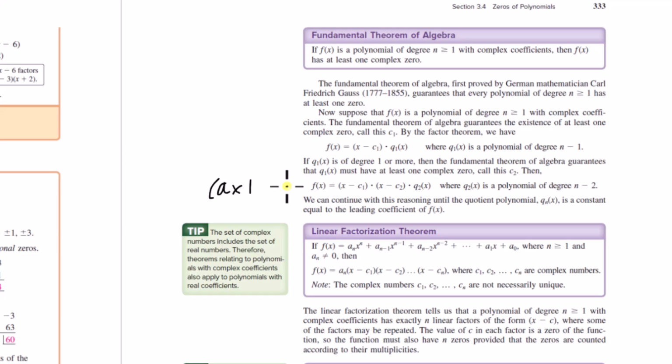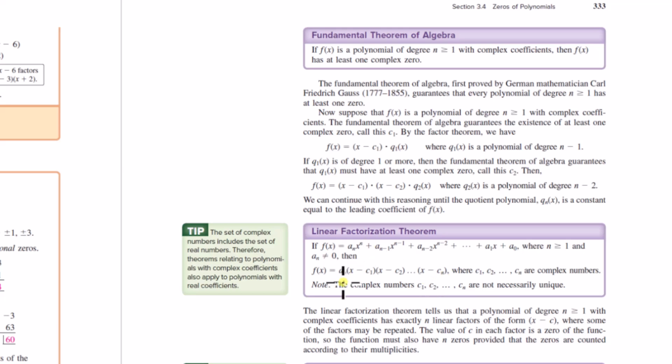Okay, and it's saying that the c's are all complex numbers. They could be real numbers though. Again, we're treating every number as a complex number for these theorems. Okay, now let's see. Note the complex numbers are not necessarily unique. Yeah, so what that means is you could have an x minus 2 here, and then you find another x minus 2.